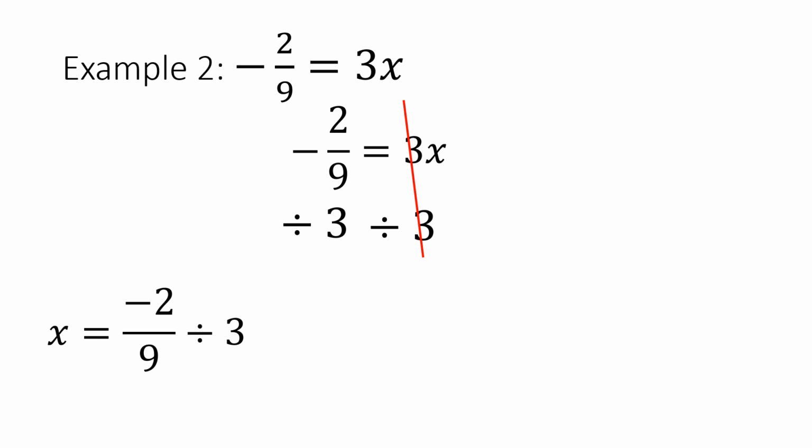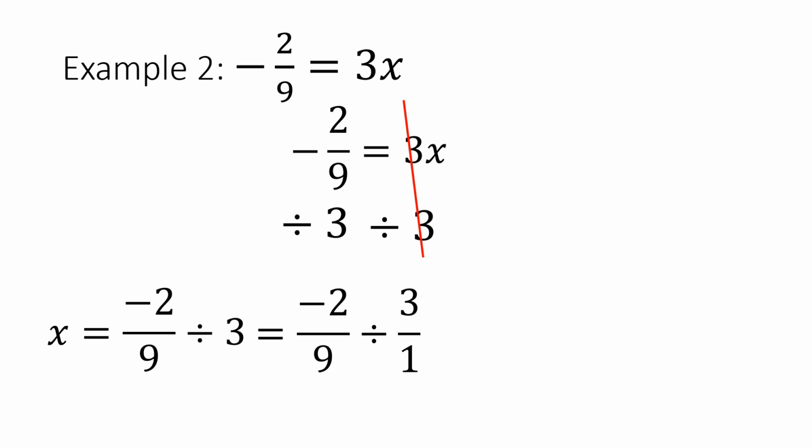Recall from the last example, with that 3, that's the same as 3 over 1, and so I'm going to rewrite it as negative 2 over 9 divided by 3 over 1. There's an invisible 1 underneath the 3. And also, when you divide by fractions, like we did in that first example, that second fraction we have to flip or take the reciprocal, and then it becomes multiplication.